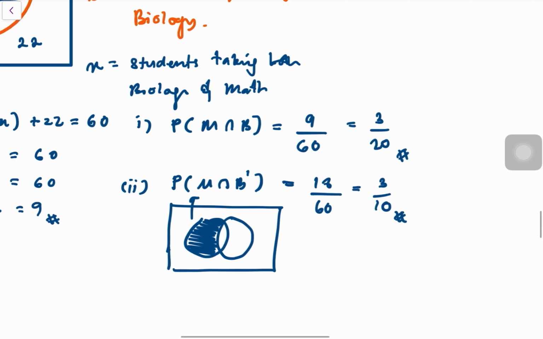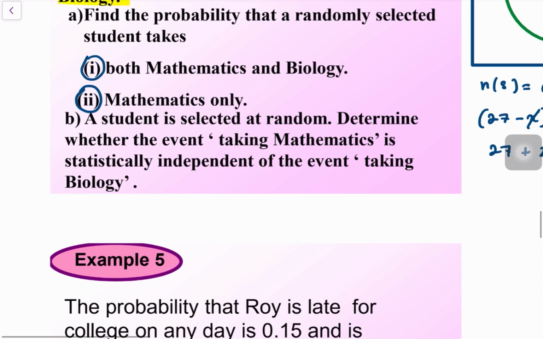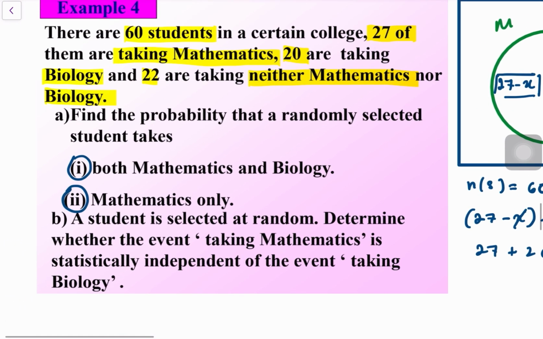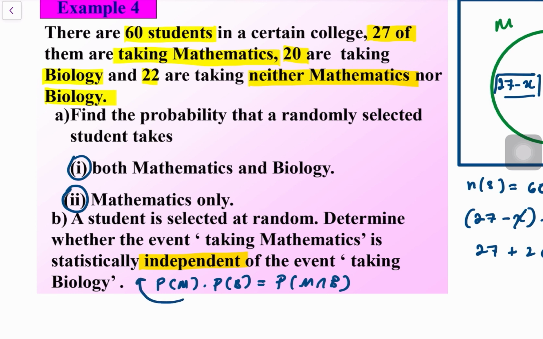Now let's proceed with B. A student is selected at random. Determine whether the event taking mathematics is statistically independent of the event taking biology. In order to prove that both events are independent, we have to make sure that the probability of M multiplied by the probability of B is equal to the intersection value, as we discussed earlier in our previous video. If these are equal, then we can say that both events are independent. Now let's try to do this.